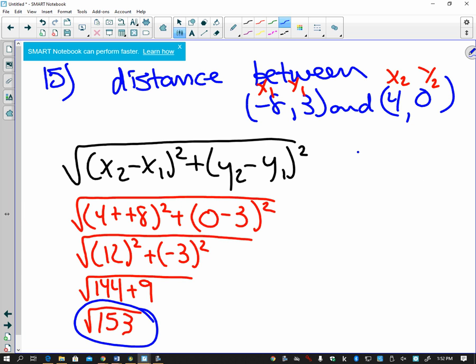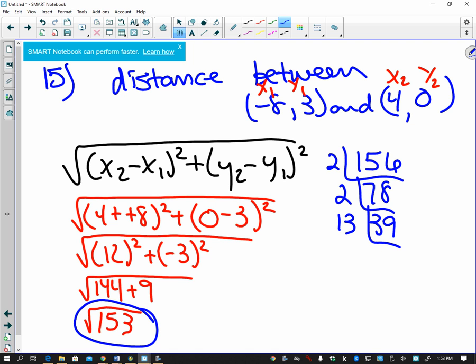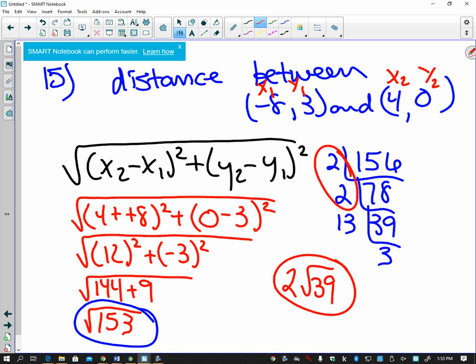Let's try 156. Let's divide that by 2. What does that give me? 78. Okay, 78 divided by 2 is 39. 39, I think, is divisible by 13 and 3. Because 13 and 3 won't go down any further, all I can take out is that pair of 2's because it's a square root. So I get 2 radical 39 for the simplified form of that. Does that make sense? Because 13 times 3 is 39.